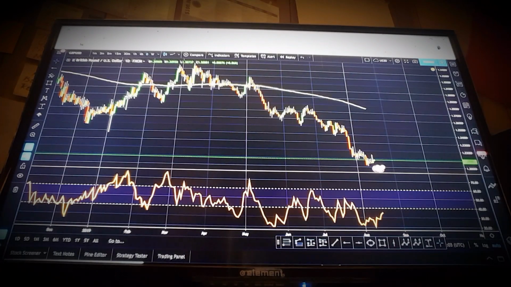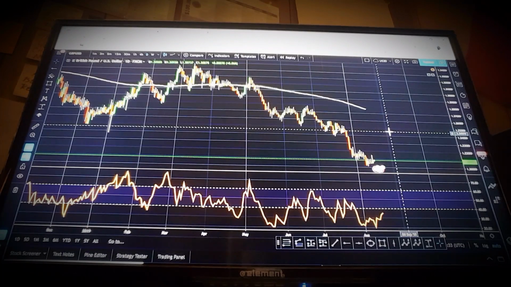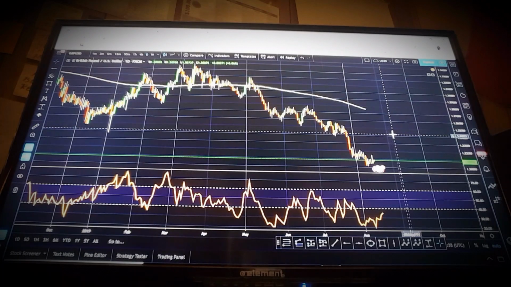This is the GBPUSD, that is Great British Pound US Dollar. You are looking at the daily chart. I am looking for zones, and then I want to scale down to smaller time frames and find other zones. So what I'll be looking for is a zone where it shows strong movement, and I already see one.